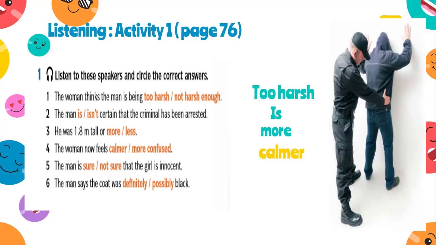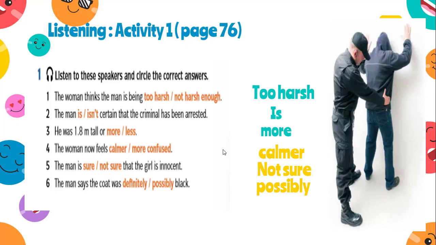And number 5, the answer is the man is not sure that the girl is innocent. And finally, the answer for number 6 is the man says the coat was possibly black. So what did you get? Were you able to get all correct? If so, congratulations. If not, don't give up yet. You still have another task to practice.